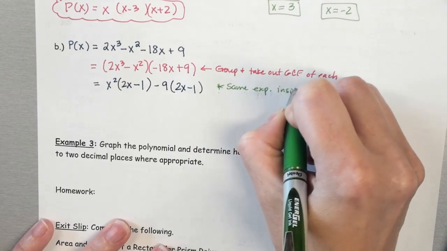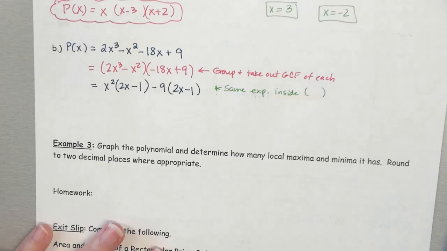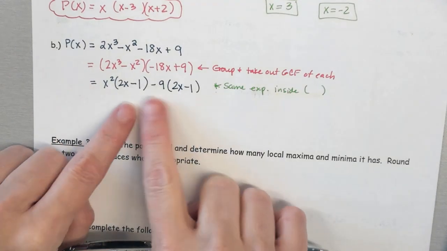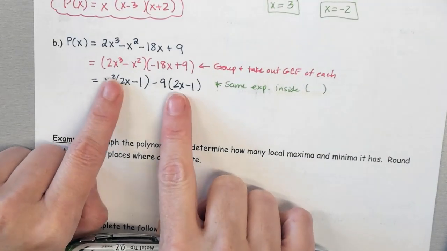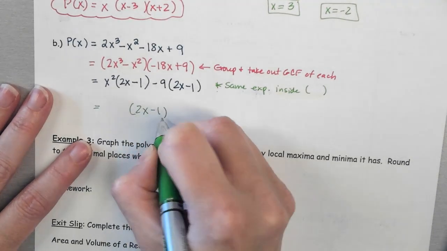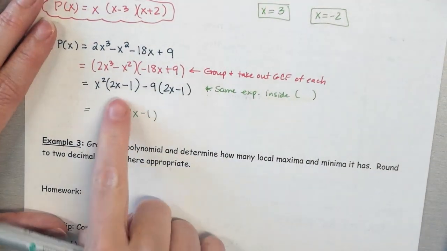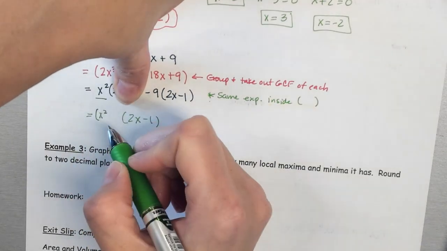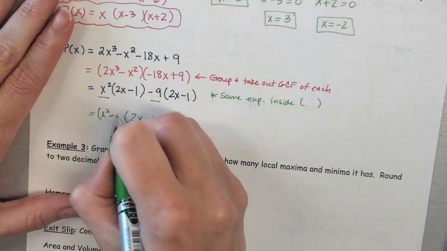Okay, so you need the same expression inside your parentheses. If that happens, your next step is the distributive property. What you're doing is you're taking out the GCF of both of these. Do you see how 2x minus 1 is in both of those factors? So if you were to divide that out, you would be left with x squared minus 9.